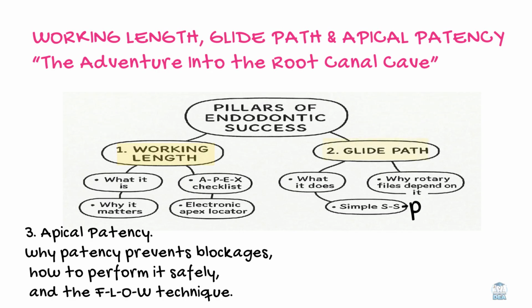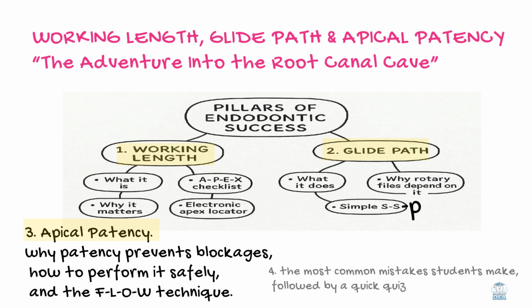Pillar number 2, glide path. We will discuss what the glide path does, why rotary files depend on it, and the simple SSP steps: scout, smooth, and prepare. Pillar number 3, apical patency. You will understand why patency prevents blockages, how to perform it safely, and the FLOW technique. And finally, we will cover the most common mistakes students make, followed by a quick quiz to lock the information in.